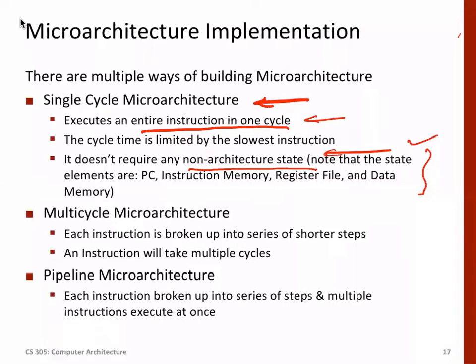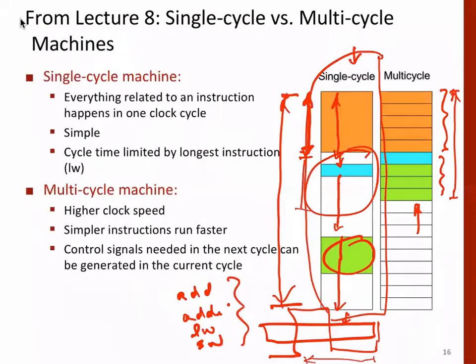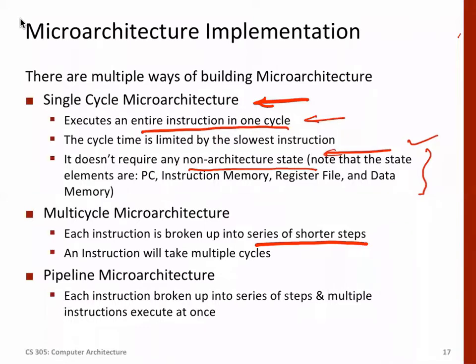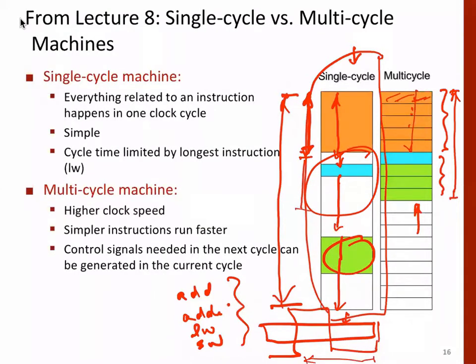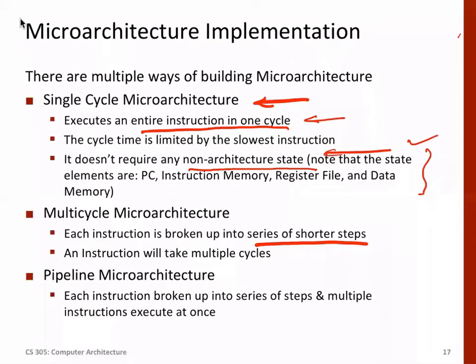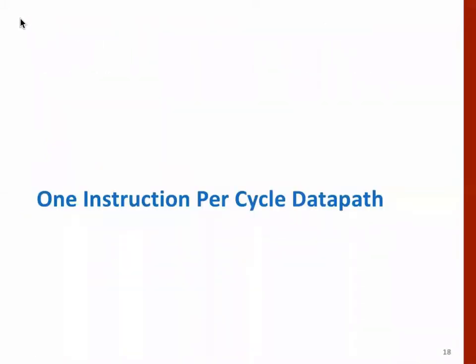In multi-cycle design, each instruction is broken into smaller steps, as we have seen here, that there are multiple steps now, and each step can be done in one cycle. The cycle time is small. And then apart from single cycle and multi-cycle, we have pipeline design. This is the third, which we will study at the end. So first we'll do single cycle design, then multi-cycle design, and then look at pipeline design.